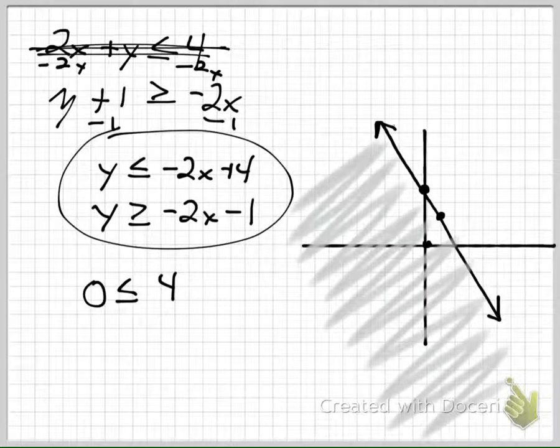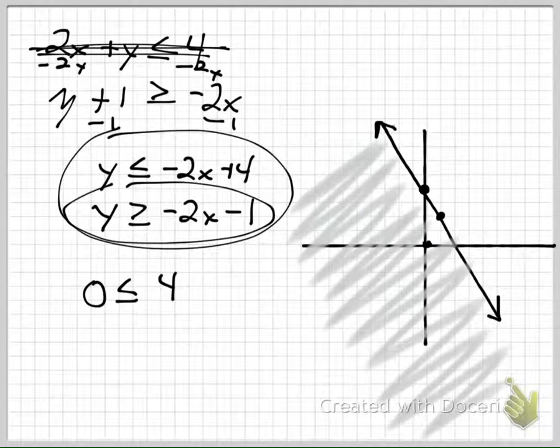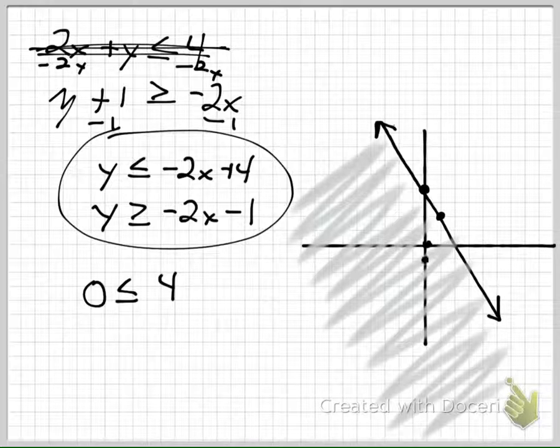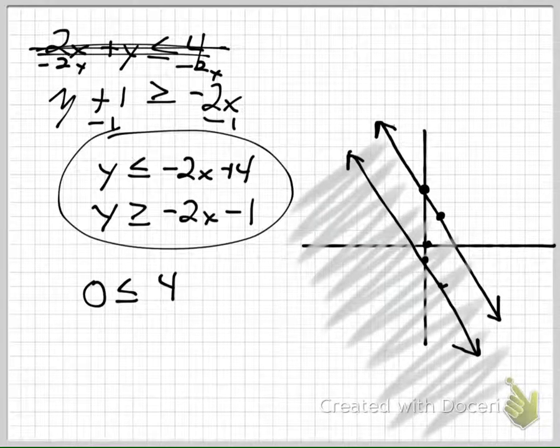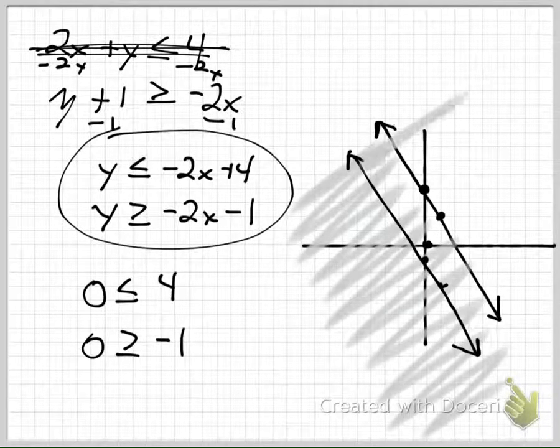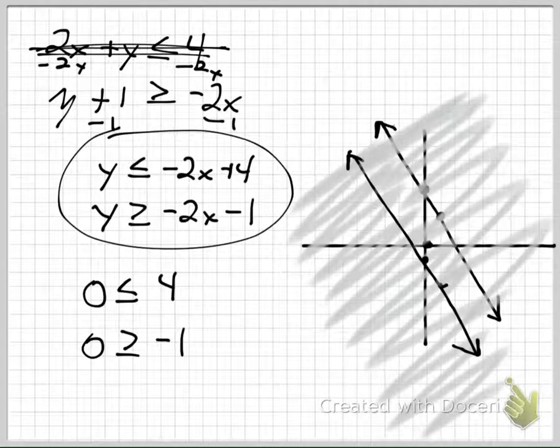So now I have to graph the other line. This one crosses at negative 1, and it also has a slope of negative 2. So it also looks like that. Now I'm going to still choose 0, 0 and see if it's true. Is 0 greater than or equal to negative 1? Yes. Therefore that means it's all of this stuff on this side of that line.